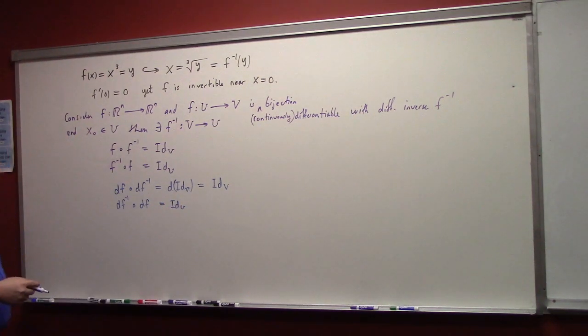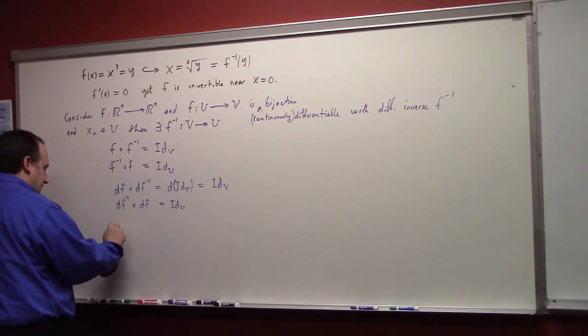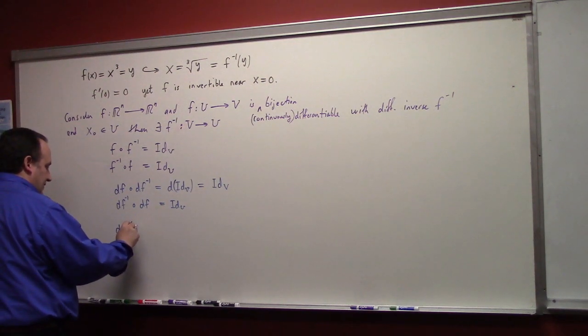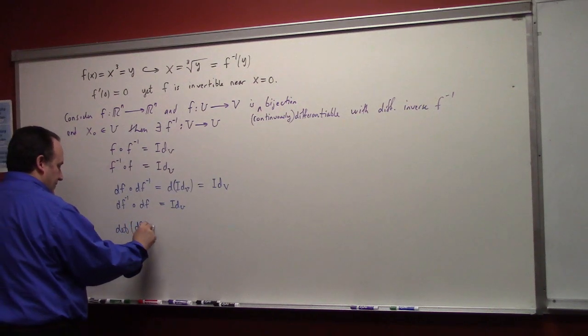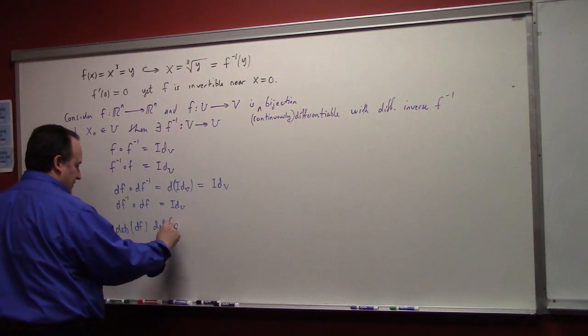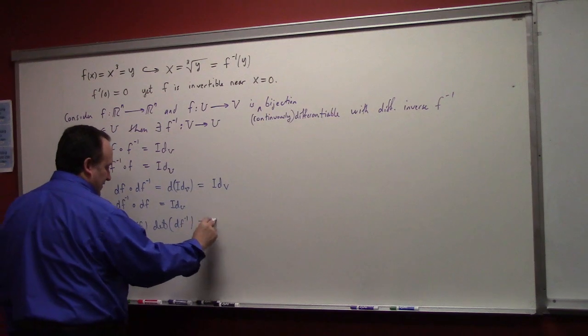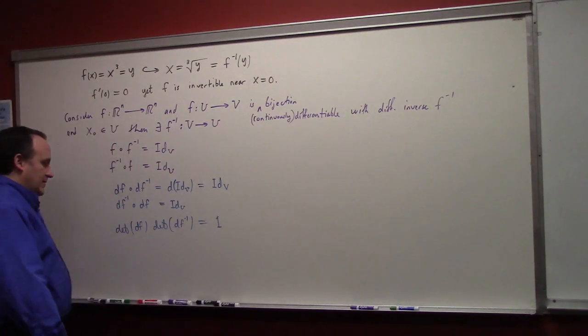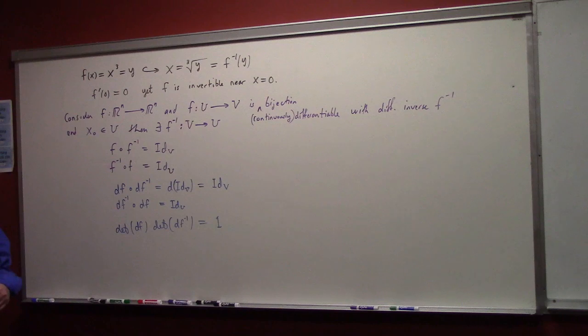Anyway, so likewise, what does that say? That says that the determinant of the differential and the determinant of the differential of the inverse have to multiply to equal 1. Which means that you cannot have derivative 0 and have an invertible map.